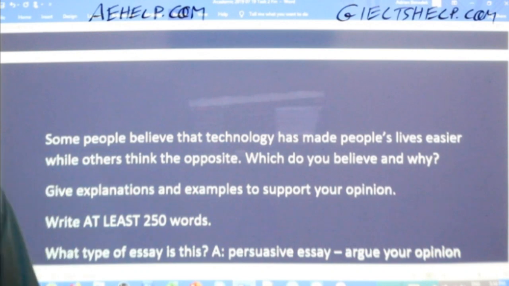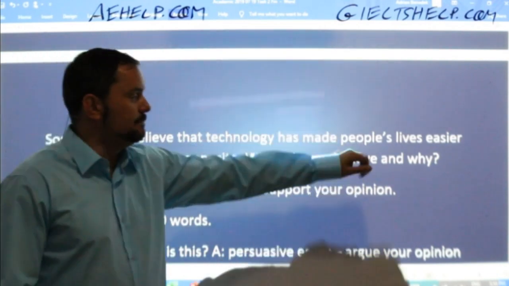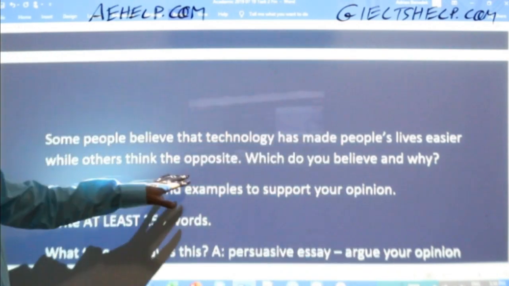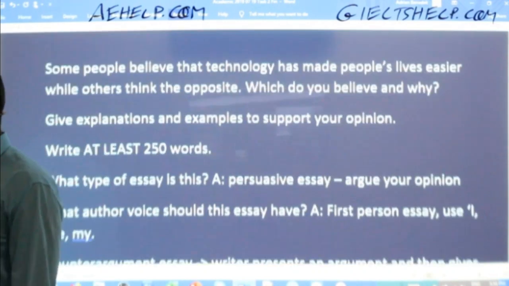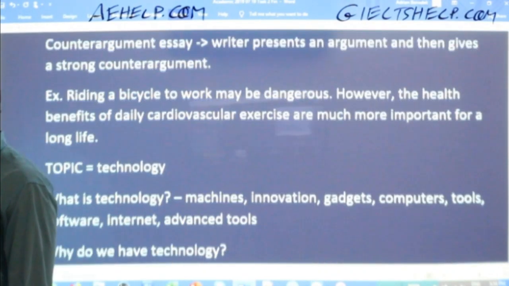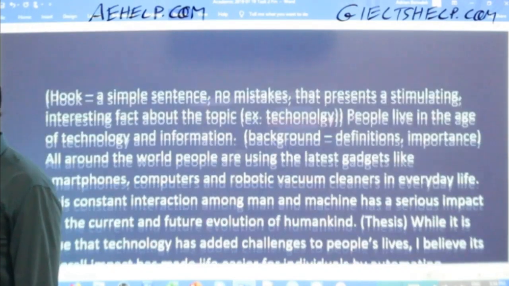For those people who joined late, the question was Task 2 writing. Some people believe that technology has made people's lives easier, while others think the opposite. Which do you believe, and why? Give explanations and examples to support your opinion.